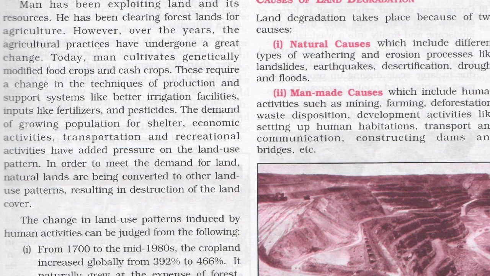Agricultural practices have undergone a change, and today man cultivates genetically modified food crops and cash crops, and these require a change in techniques of production and support systems like better irrigation facilities and inputs like fertilizers and pesticides. As the demand of the growing population for shelter, economic activities, transportation and recreational activities has increased, the pressure on land use patterns is also increasing. In order to meet the demand for land, natural lands are being converted to other land use patterns, which results in the destruction of the land cover.